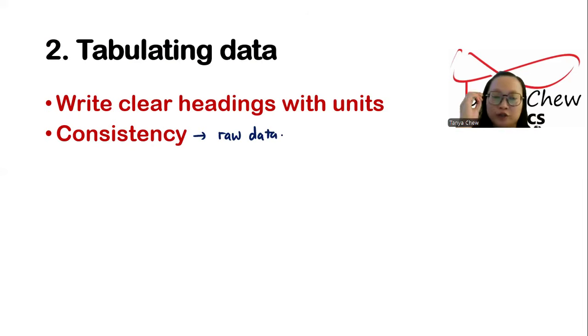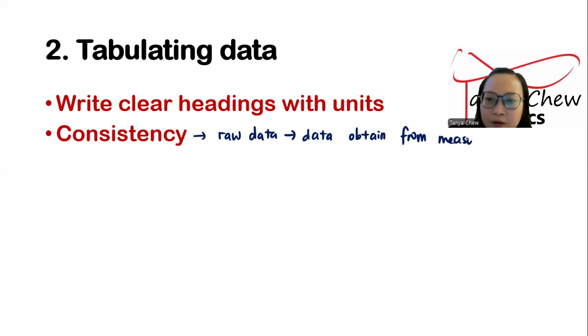Oh, I'm sorry, joking. Raw data means the data or the numbers or the values or the measurements obtained from the measuring instrument. That is called raw data. So we look at the consistency. What do I mean by consistency?